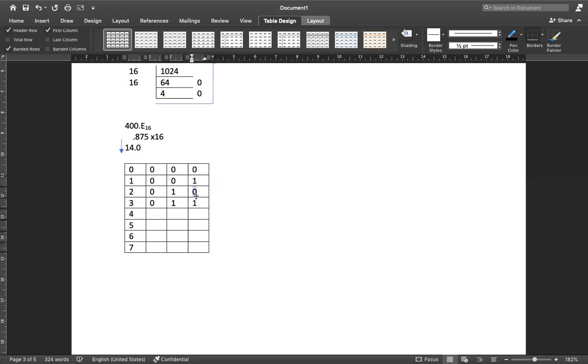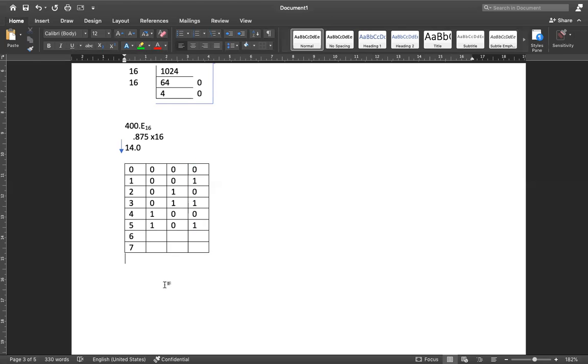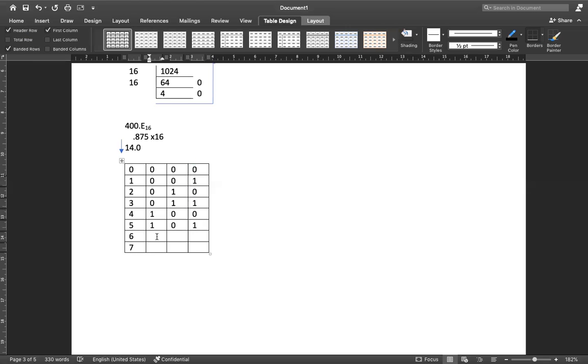4 is 1, 0, 0. 5 is 1, 0, 1. You have to divide: 5 divided by 2 is 2 remainder 1, then 2 divided by 2 is 1 remainder 0, so that is 1, 0, 1. 6 is even, so 6 is 1, 1, 0. And 7 is 1, 1, 1.